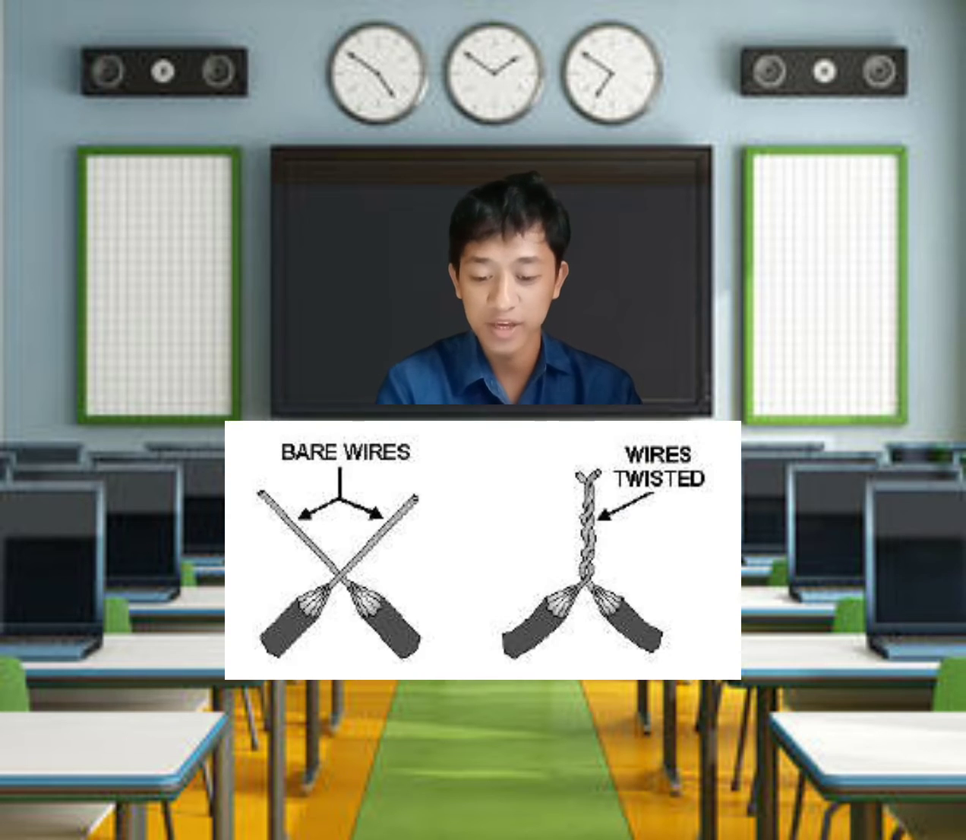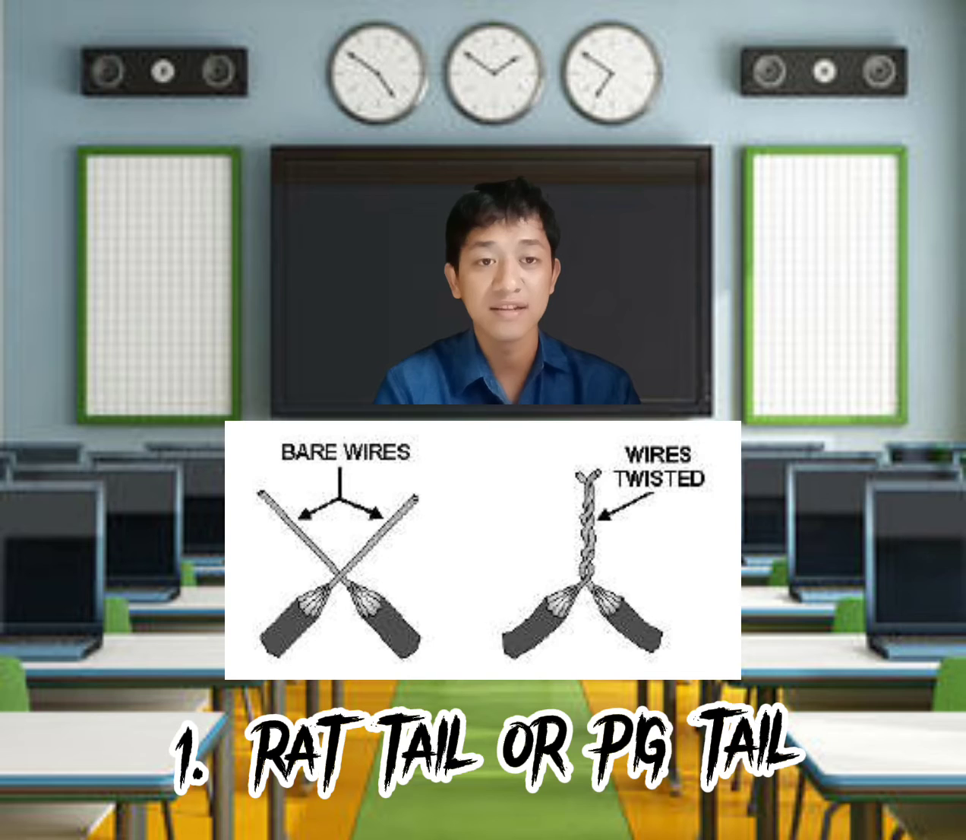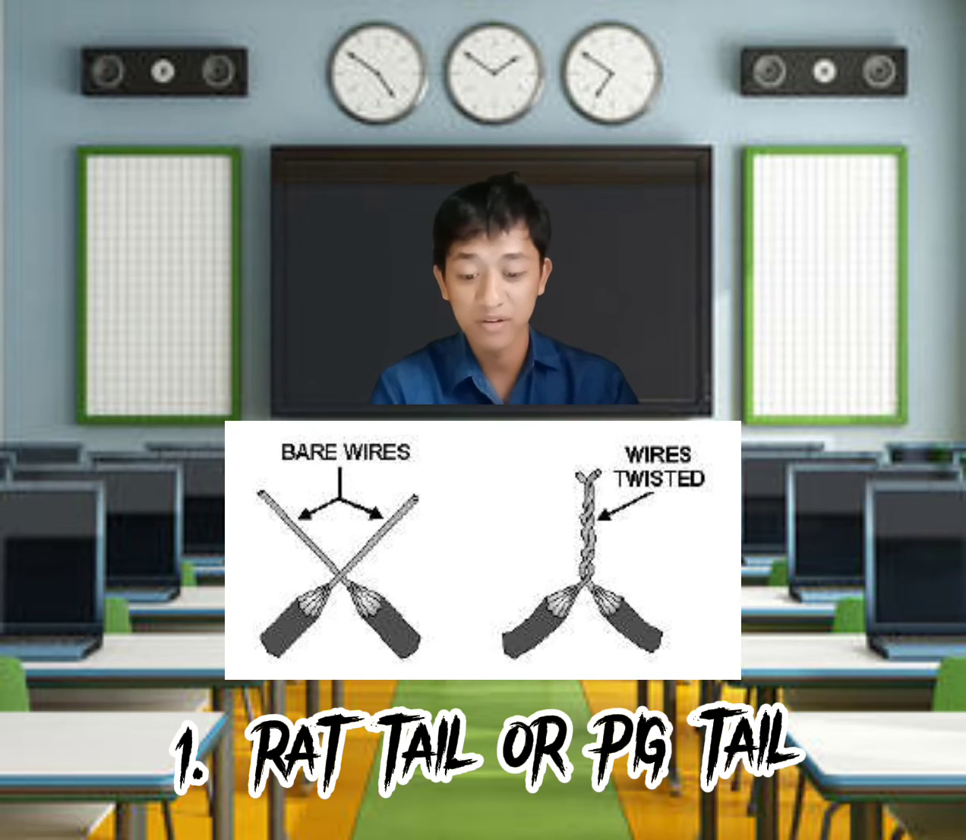So, first we have rat tail or pigtail. So, this kind of joint is commonly used to join two or more conductors inside the junction box. It is suitable for service where there is no mechanical stress when wires are to be connected in an outlet box, switch, or conduit fitting.